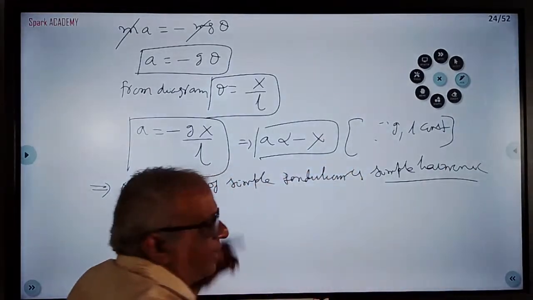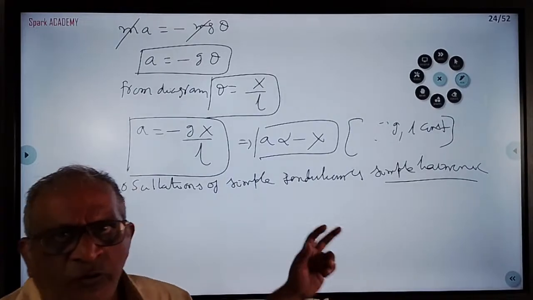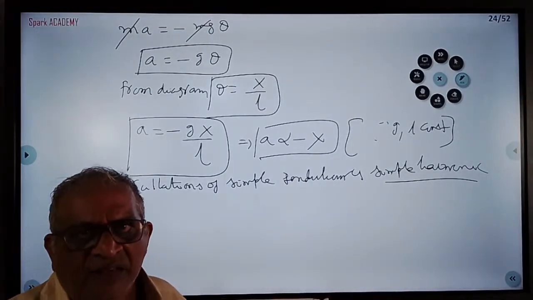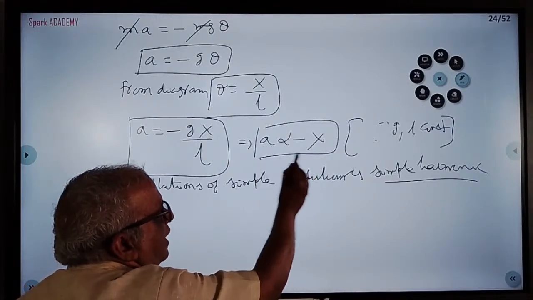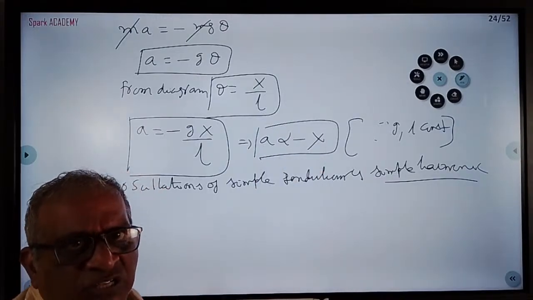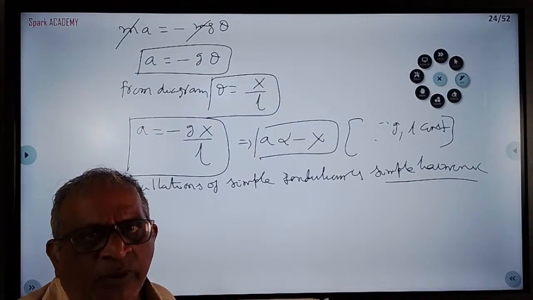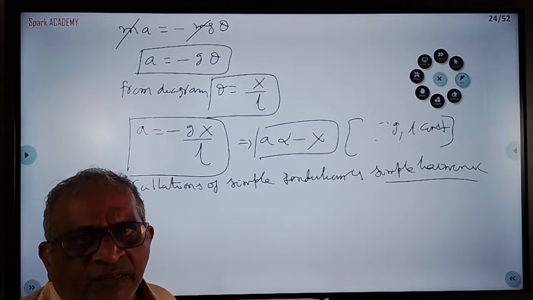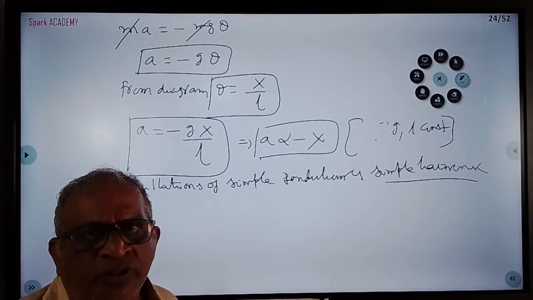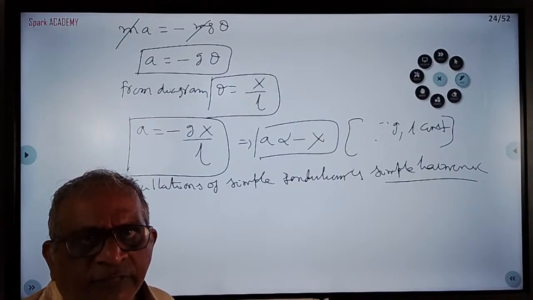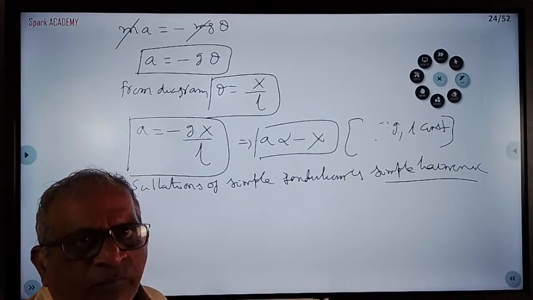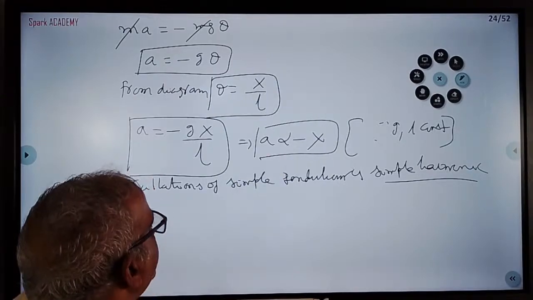What is simple harmonic condition? It should be oscillatory motion, but acceleration should be proportional to the displacement. A is called acceleration, x is called displacement. Acceleration should be proportional to displacement, but in opposite direction. That is the definition of SHM. Simple harmonic motion is an oscillatory motion where the acceleration is directed to the mean position and is proportional to the displacement, but in opposite direction. That condition is received here.